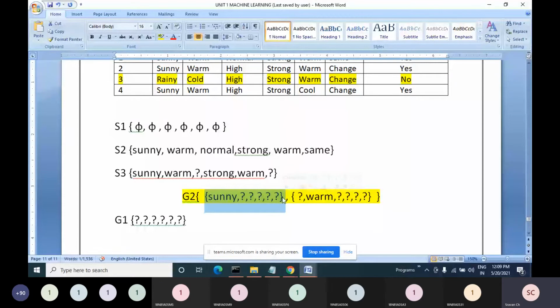Whereas in the most specific hypothesis it is sunny. So I need to pick the value sunny, then fill all the remaining parameters with question marks. So this is one hypothesis which I got.